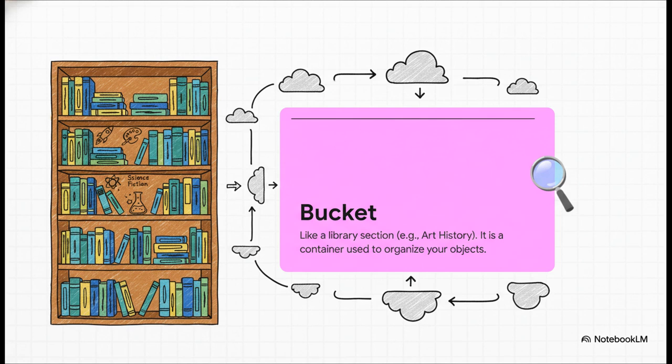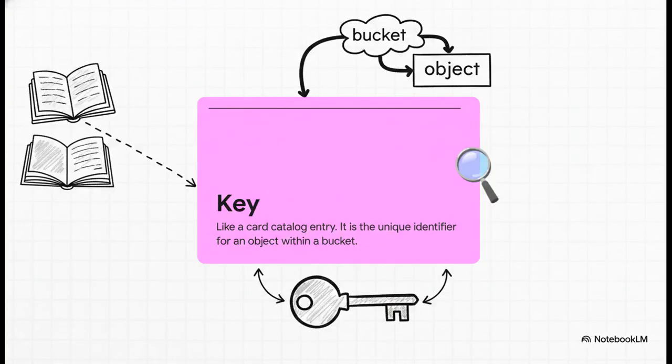Next, you need a place to put all your books. That's a bucket. Think of it like a whole section in the library. The art history section or the science fiction section. It's that top-level container that holds all your related objects together. And finally, how do you find one specific book in that giant art history section? You use the key. This is the card catalog entry. It's the unique name of your object. So the bucket name plus the object key gives you the exact location of your data instantly, no searching required.